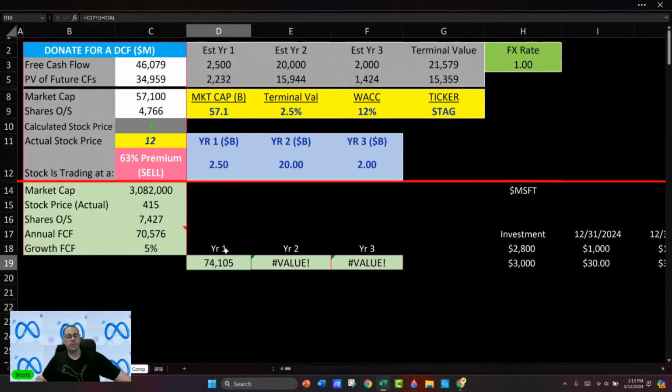So I just grew their free cash flow by 5%. So I added 5% to that 70 billion. I'm going to do the same thing for year 2. Add 5%, and then year 3, 5%. And we could change the percentage later. I'm just getting it set up.